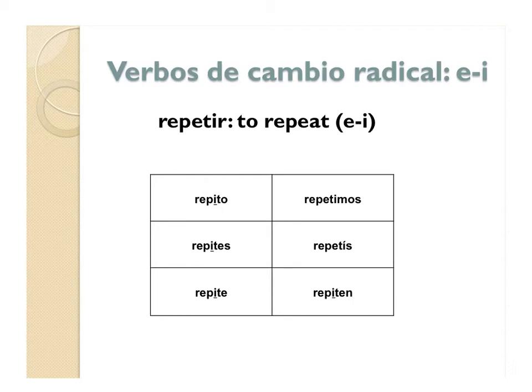So far, I have revealed to you E to IE and O to UE. And this is just one more type of stem changer, verbs that change from E to I. Repetir, to repeat, is an example of an E to I stem changer. And I've underlined for you here on the table exactly where that stem change happens. So when you conjugate repetir, you end up with repito, repites, repite, repetimos, and repetís. There's no stem change because they're outside the boot.